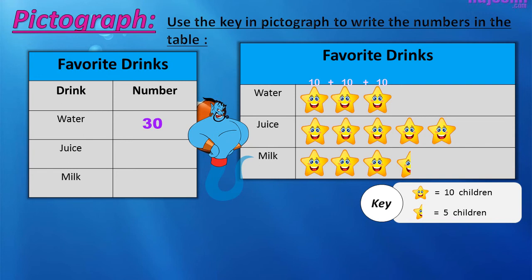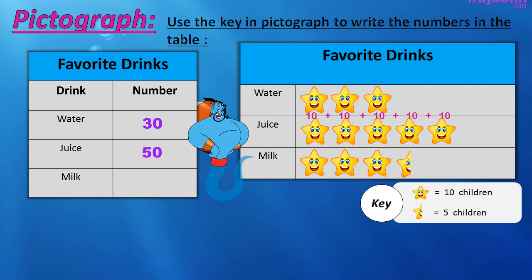Let's move to the second drink. I have what? Juice. Let's see the picture beside the juice. I have how many stars? Let's count. 1, 2, 3, 4, 5. All of them are full stars, which means each one equals 10 children. Let's count by 10. 10, 20, 30, 40, 50. Go beside and write 50 beside the juice.